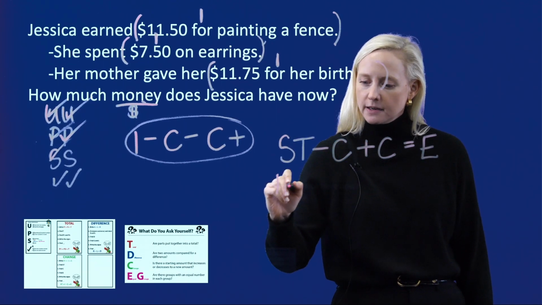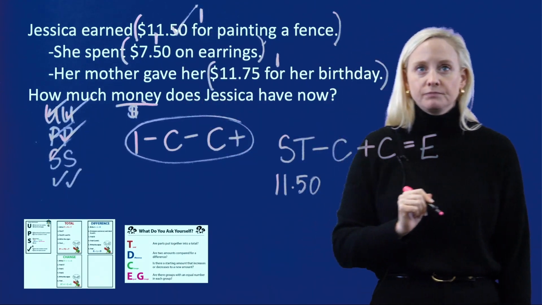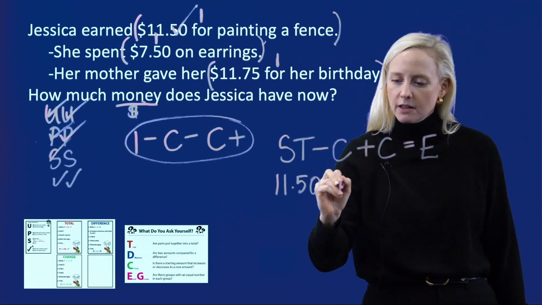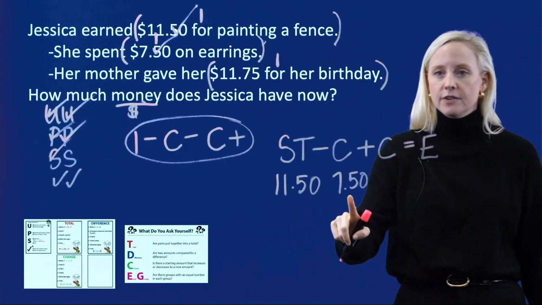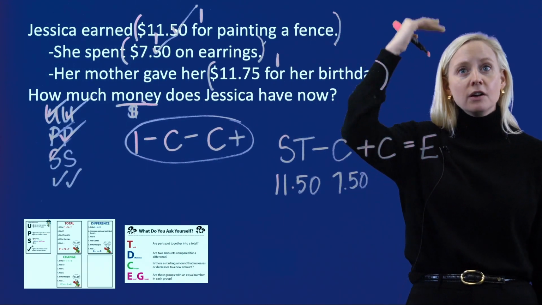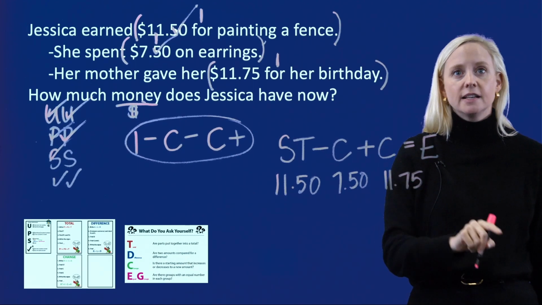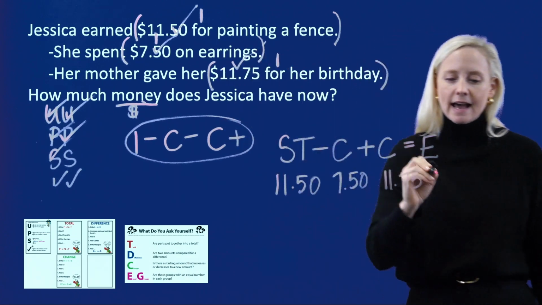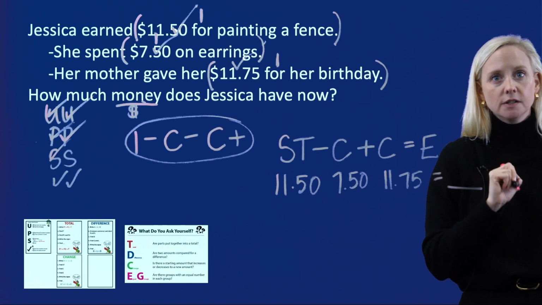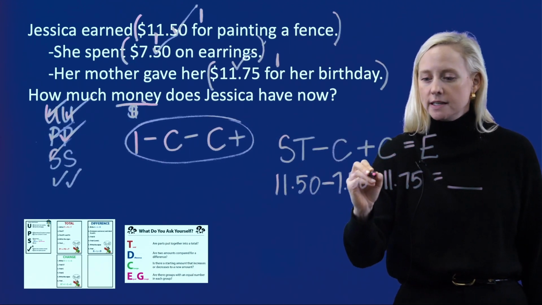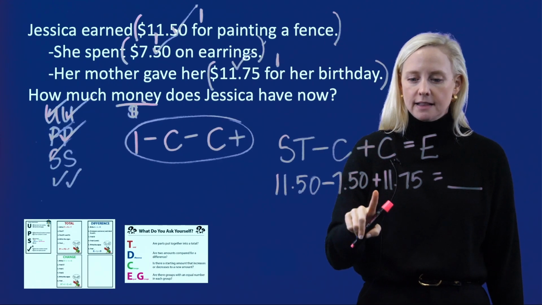I know my starting amount is $11.50 because that's what she earned for painting the fence. Then she spent $7.50 on earrings. So I'm gonna put that under our first change. And then her mother gave her $11.75 for her birthday, so that's our second change. And I don't know my end amount. We want to know how much money we have now. That's what we're looking for, so that's gonna be a blank. Now we need to be very careful when we write our signs. We're gonna have a minus and then a plus.